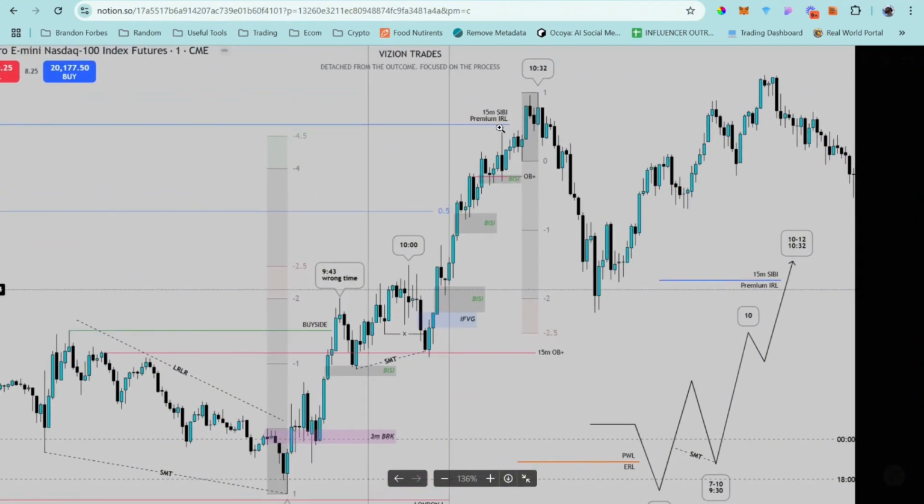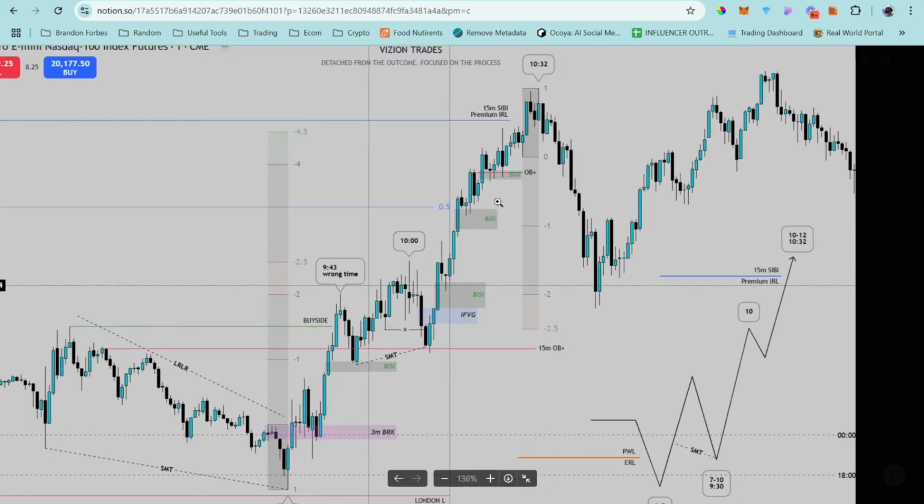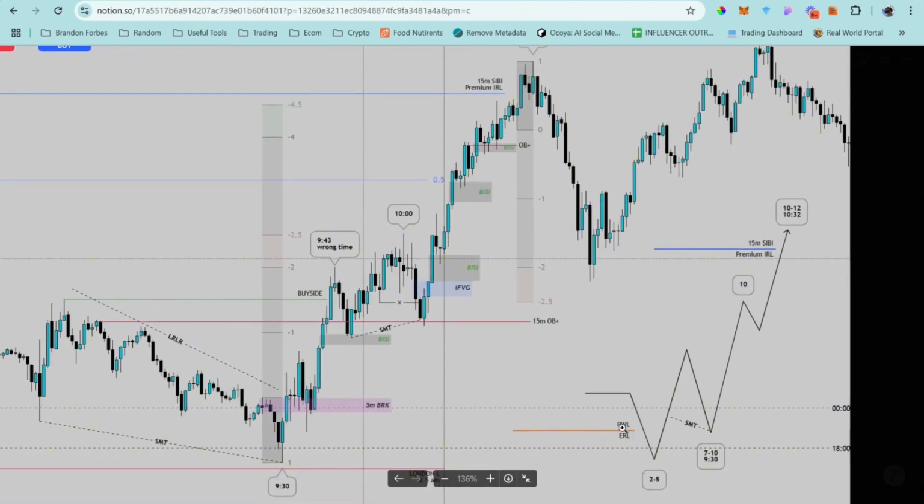It's a premium IRL because remember, we swept ERL, the previous week low ERL. We're looking for an IRL in the 15-minute or 60-minute. Now we rebalance that to equilibrium right here, form another BISI, and there's another entry right there. Push on higher once more, forms an order block with a BISI right here, and a perfect entry right there as well. But this is a bit close to the drawn liquidity.